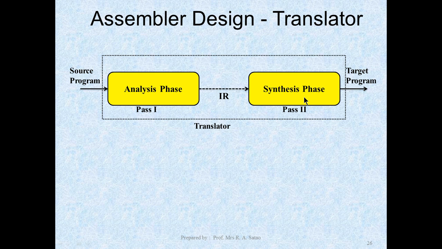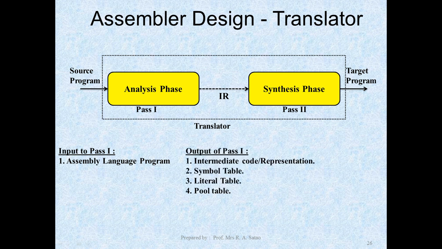Let us see what is the input to pass 1 and what is the output of pass 2. So the input of pass 1 is an assembly language program, the .asm file. The output of pass 1 is intermediate code or intermediate representation, the symbol table, literal table, and pool table. Now this intermediate representation is similar to machine code, but some fields are missing, which are filled in the synthesis phase or pass 2 by reading these tables.